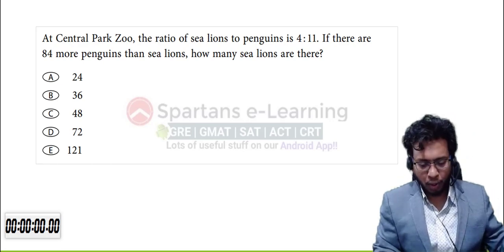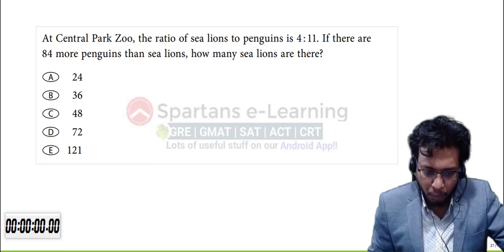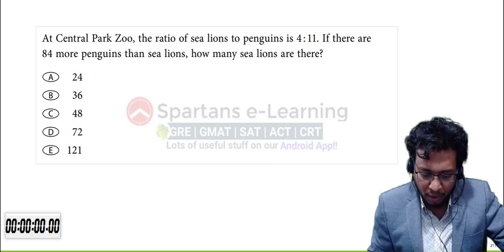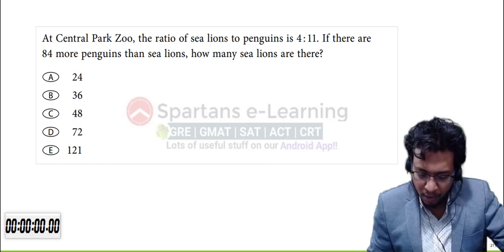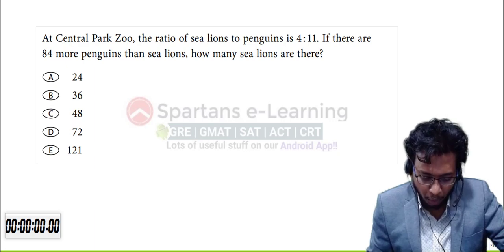How you solve this question orally is, you see the gap, right? 4 and 11, the gap is how much? It is 7. 7 value is given as 84. That means one value will become 12. One value will be 12 means how many C lions are there? 12 into 4, 48. That's it.